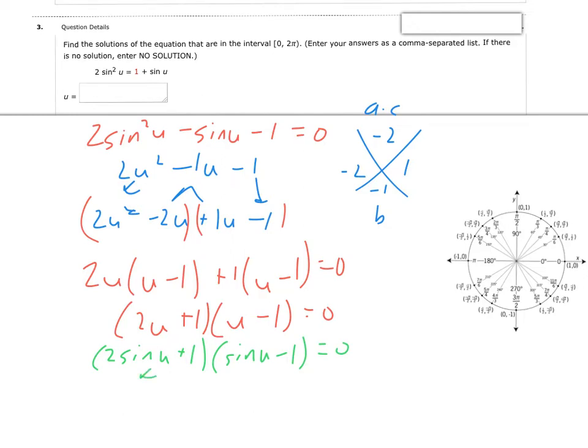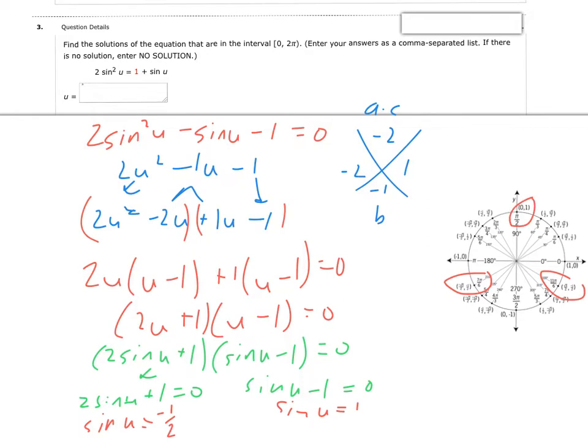So then I can split these up and say that 2 sine u plus 1 equals 0, and then sine u minus 1 equals 0. And I can just solve those. So this one would say sine u equals negative 1 over 2, and this one would be sine u equals 1. So where does sine u equal negative 1/2? Well, that would be over here and over here. And where does sine u equal 1? That's only up here. And so I would get here pi over 2, 7 pi over 6, and 11 pi over 6.